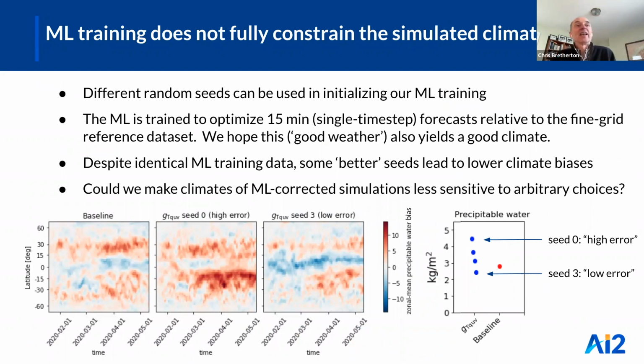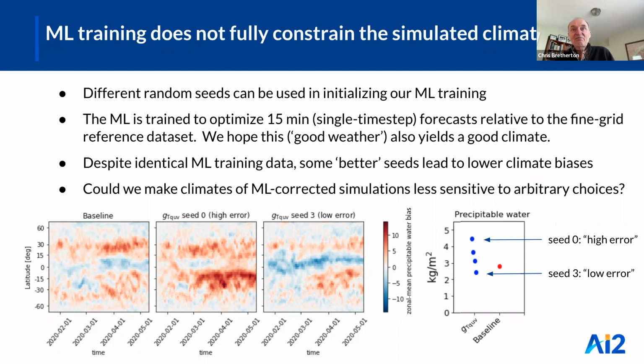Another interesting thing, I mentioned before that different random seeds can yield slightly different machine learning, and they all work roughly the same for forecasts. But the further you get away from the forecast setting on which the machine learning is trained, it's trained basically to remove nudging tendencies, which is basically equivalent to trying to optimize a 3-hour forecast, we're hoping that a better forecast leads to a better climate, but it doesn't exactly. And so, as I mentioned before, some seeds lead to lower climate biases.